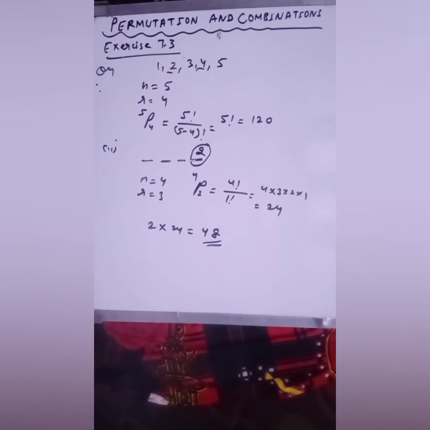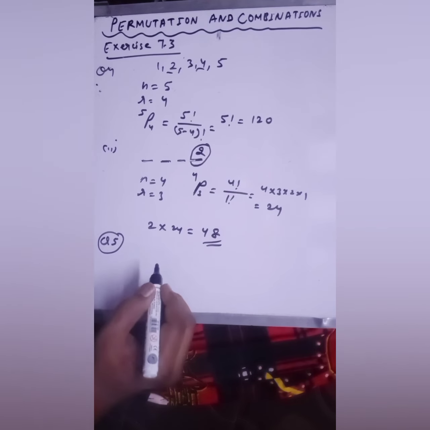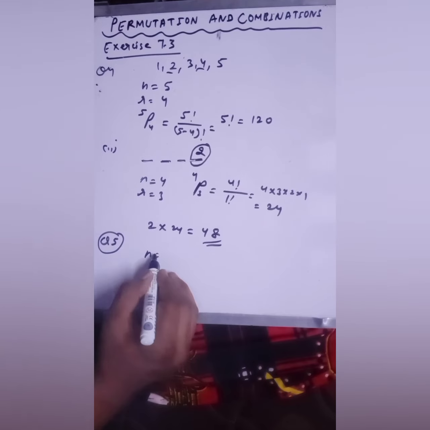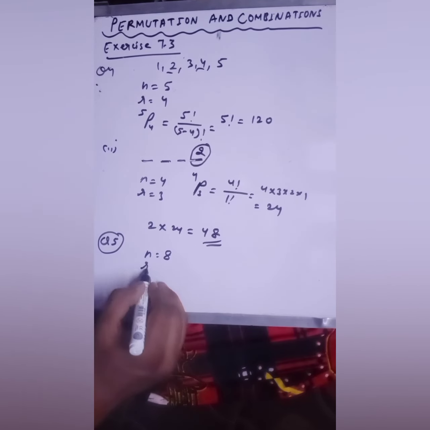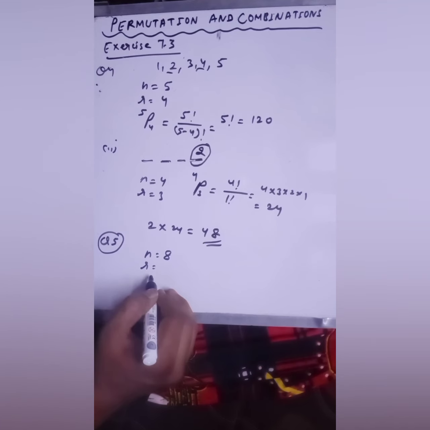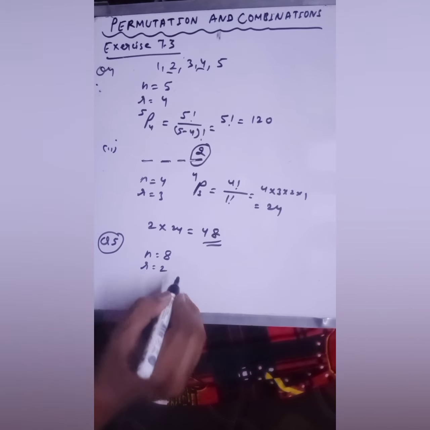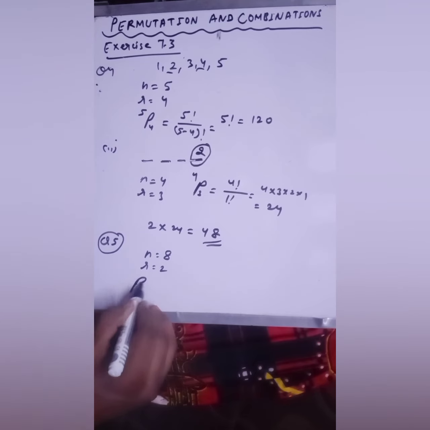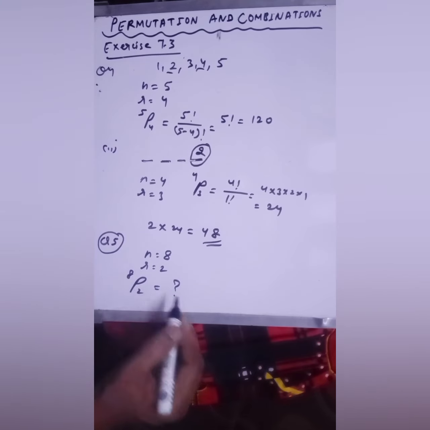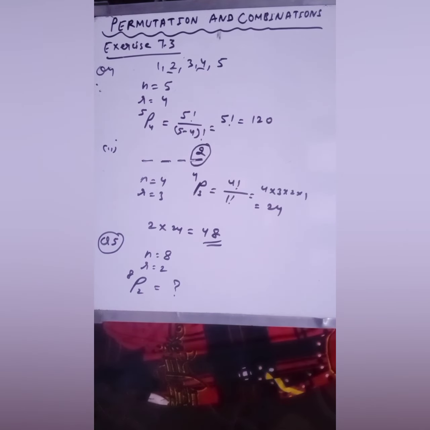Now question number 5. In question number 5, from a committee of 8 persons, in how many ways can we choose a chairman and vice chairman, assuming one person cannot hold more than one position? So here the total number of persons which you have, that is 8, and your r is you have to choose 2 persons. So your answer would be, you have to calculate this and you will get the final answer. Got it?